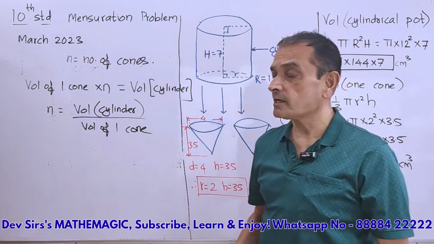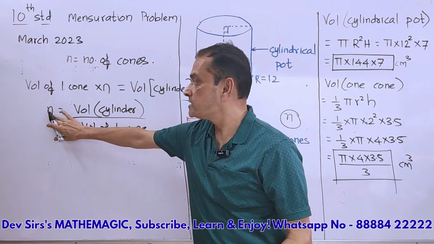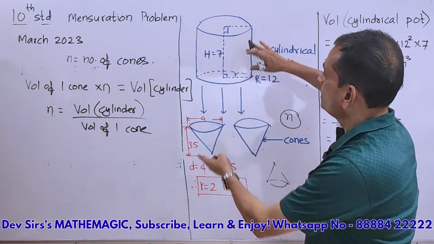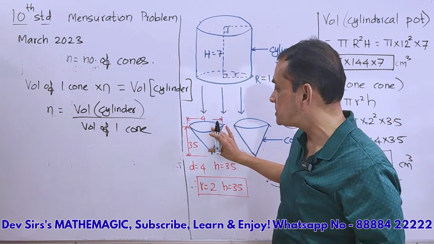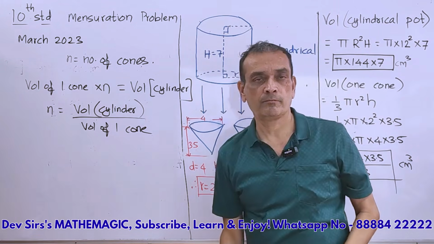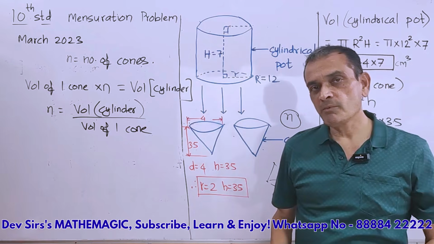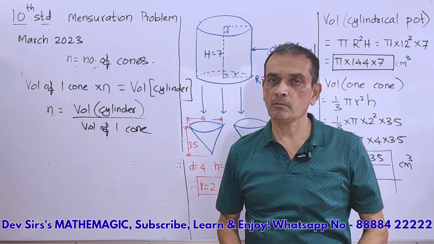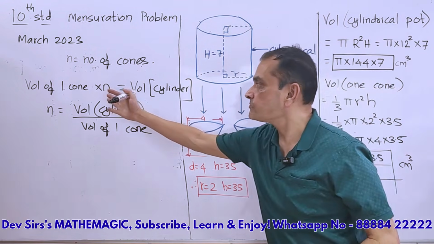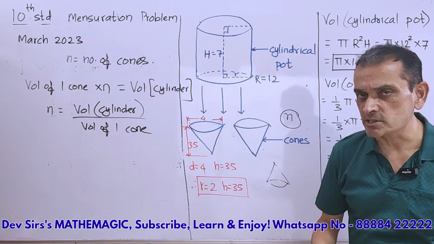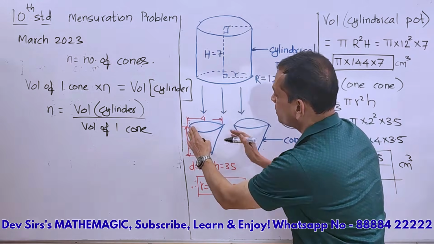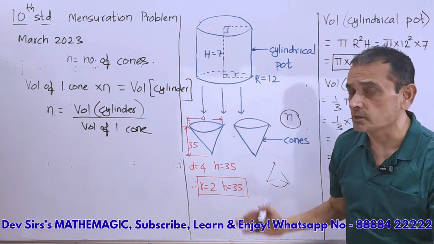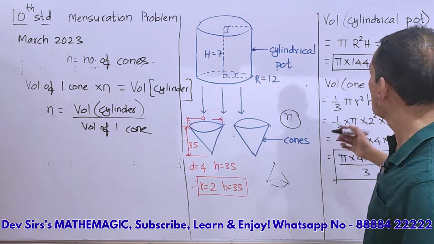Now if you want to remember it directly, remember it this way: n is equal to volume of the big object upon volume of each small object. Or write this formula and then remember it this way. It's your choice. So n is equal to volume of the big object upon volume of each small object, that is a cone. So now put the values.